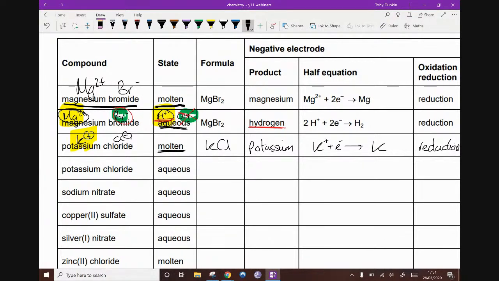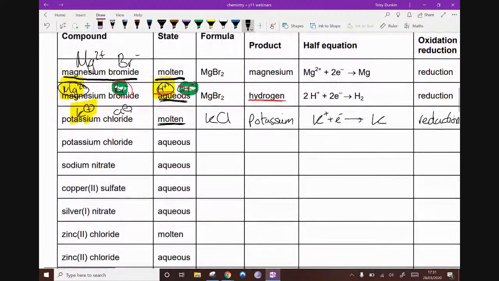Right. Good job. Let's now do the next equation. The next one, I have got K plus and Cl minus. But now I'm aqueous, which means I now have H plus and OH minus as well. So first thing, am I going to get potassium or hydrogen? We're going to get the least reactive. I'm going to get hydrogen, not going to get potassium.